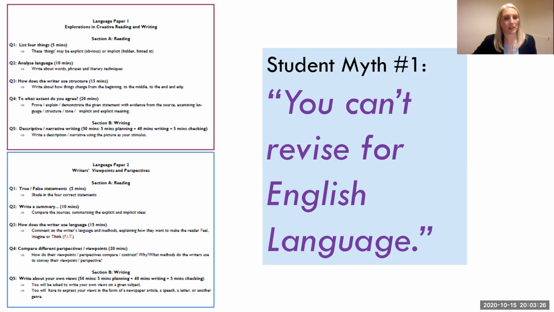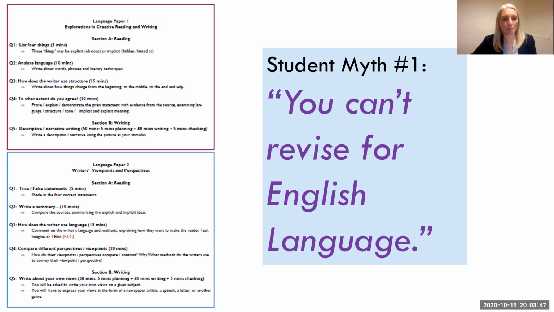And then it starts to get a little bit more difficult. So question 2 is about writing a summary. Question 3 is about how the writer uses language, which is essentially the same question as you see on paper 1 on question 2. How does the writer use language? Question 4 is a comparison of different perspectives, the writer's perspectives and viewpoints.